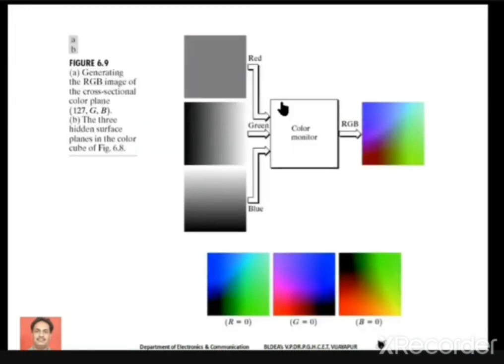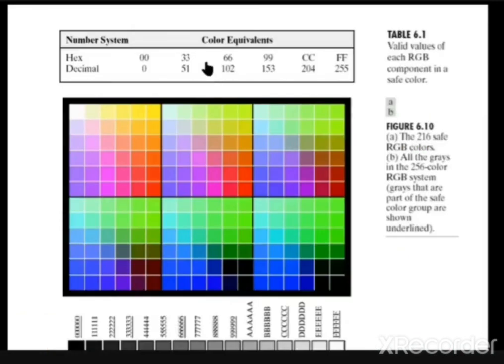Then in this diagram, we discussed how these color images are generated, the conceptual diagram of color image generation. So we use 3 filters: red, green, and blue. The outputs of these 3 filters are given to the 3 electron guns of the color monitor. And here we get the resultant image, the RGB image. Okay. This point is important.